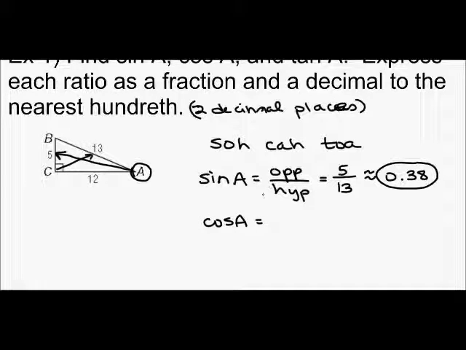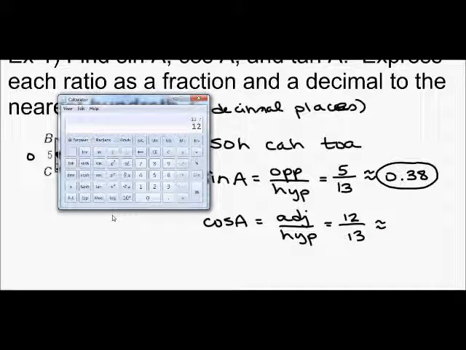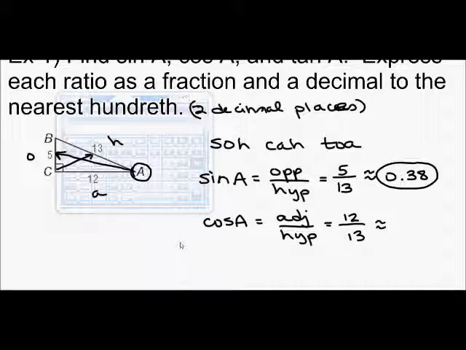Now we're going to find cosine. So cosine is adjacent over hypotenuse. Finding that right here. Who's adjacent to A? Well, I have 2 sides that touch A. This one is the hypotenuse, so this one is adjacent. We could even label here. So I have 12 over 13. And this is approximately equal to 0.92.